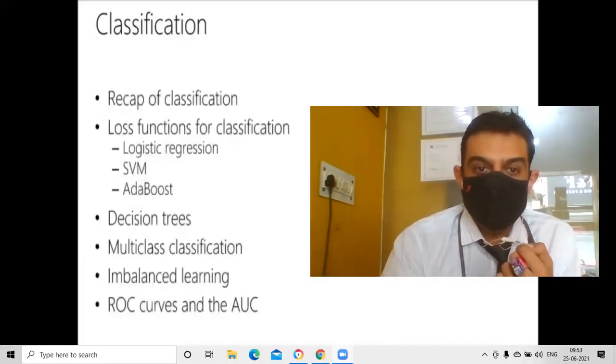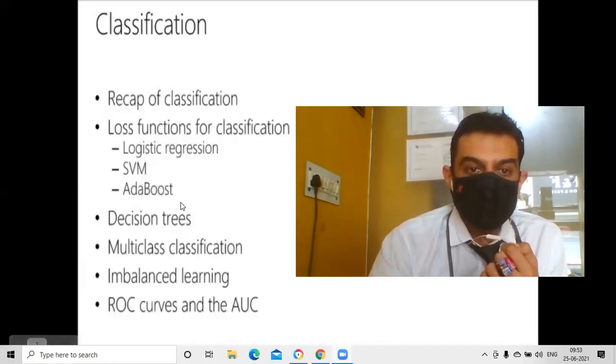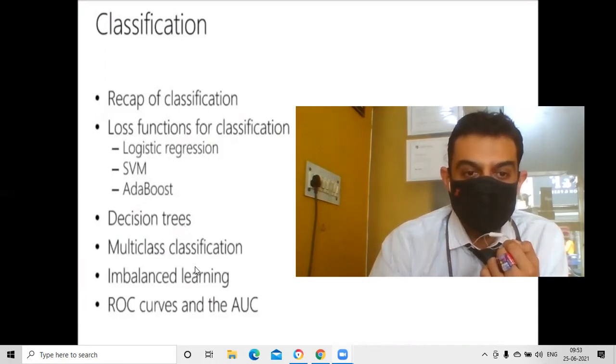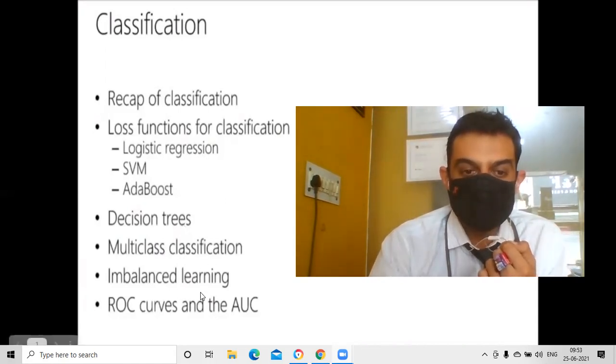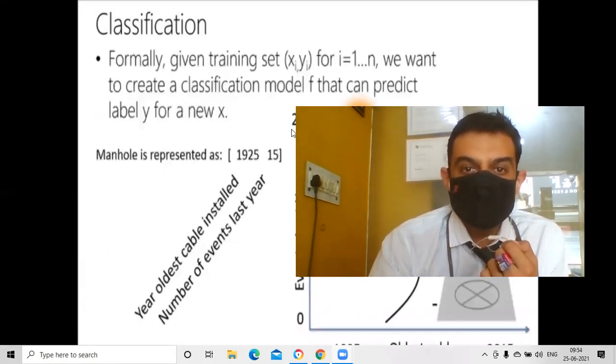So the topics for today are classification. We won't discuss loss functions right now. We'll discuss a little bit about decision tree, multi-class classification, imbalanced data set, and ROC curve, area under the curve. Let's begin. So what is classification?